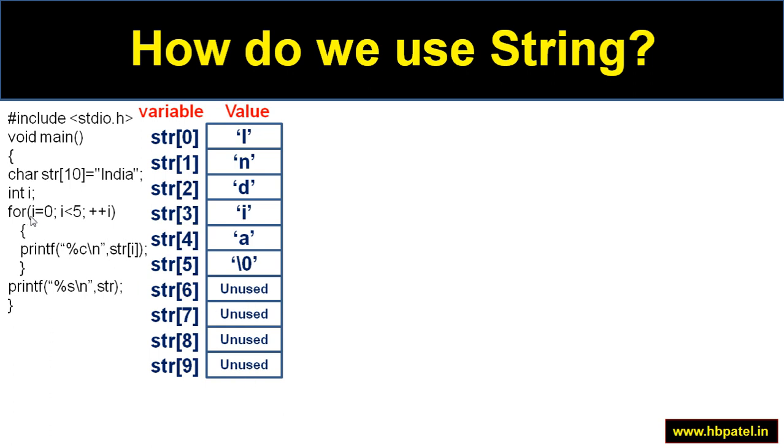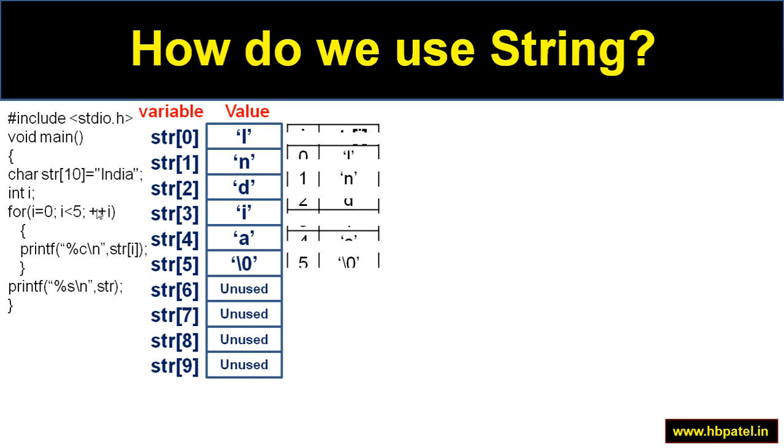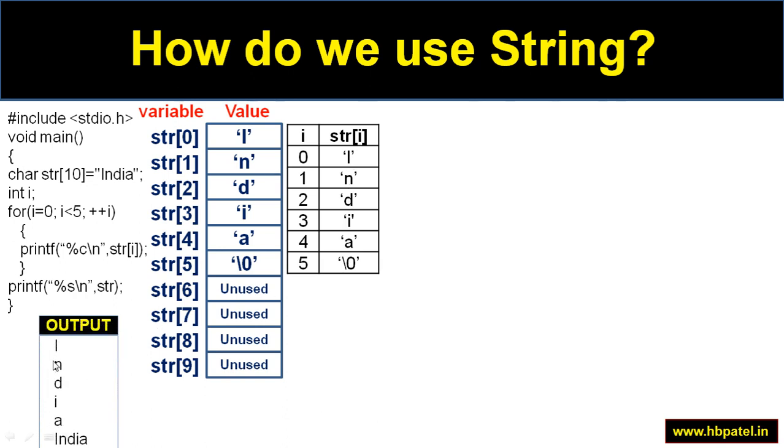So if I run a loop with i equal to 0, i less than 5, so i equal to 0, 1, 2, 3, and 4, and if I print str[i], that means str[0], str[0] is I. So it is printed with %c. %c is for character. So str[0], str[1], str[2], str[3], str[4]: I, N, D, I, A. And because of this \n, all these characters will be printed on different lines.